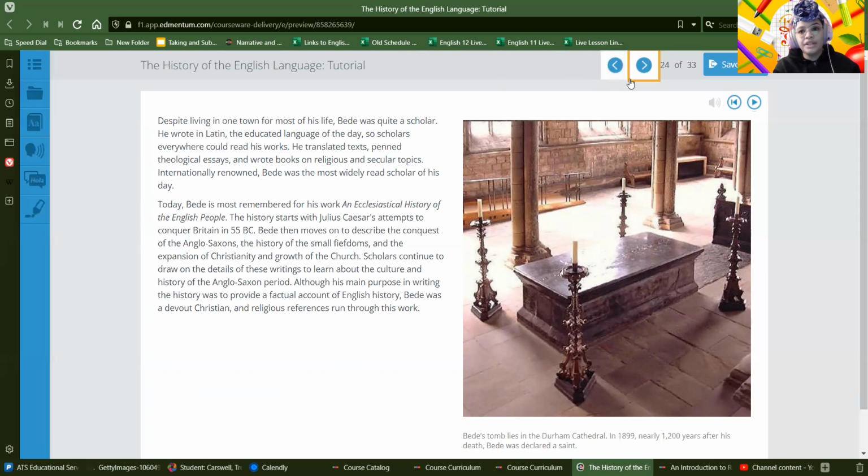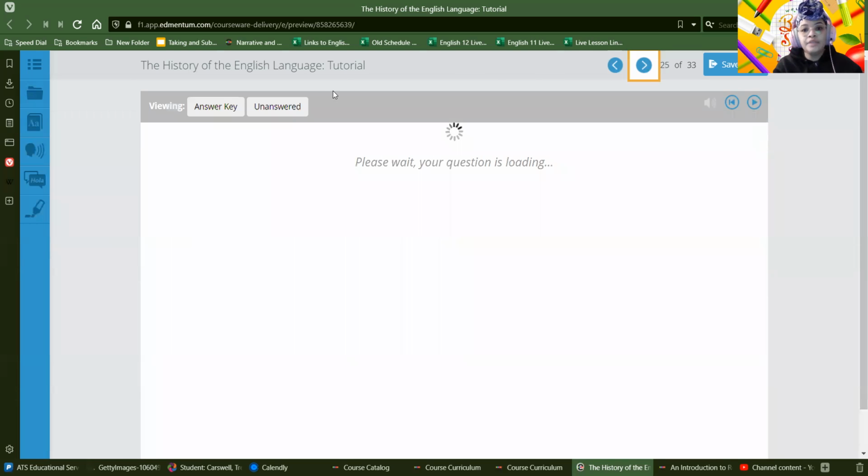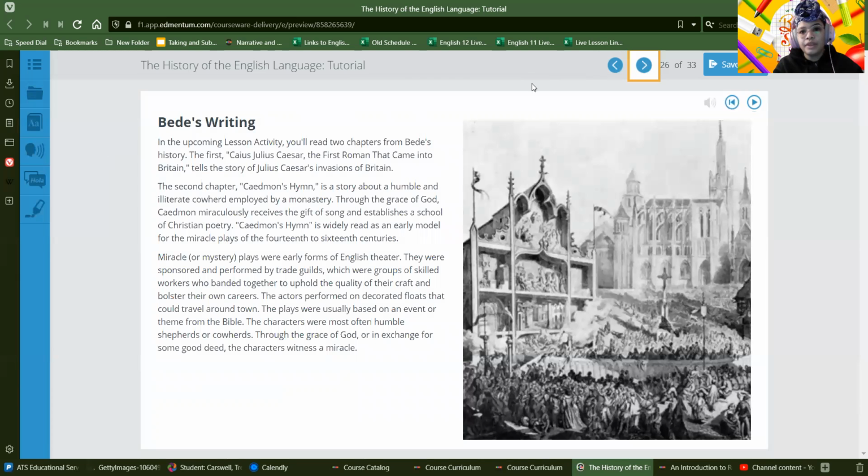So they give you information about Beattie and his background, as a monk, as a person who works for the church. And they give you some excerpts from some of the stuff that he wrote. He didn't only write about history, he also did poetry and some stuff like that. So they give you some excerpts from that and explanations of what that is. And that's pretty much the rest of the lesson.